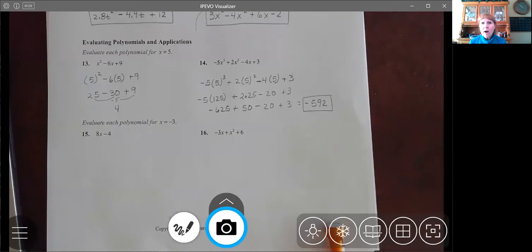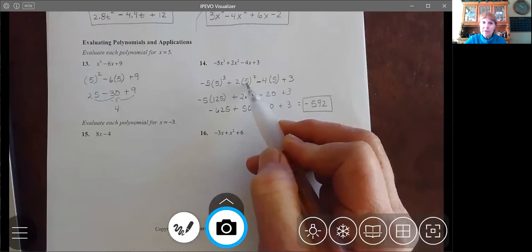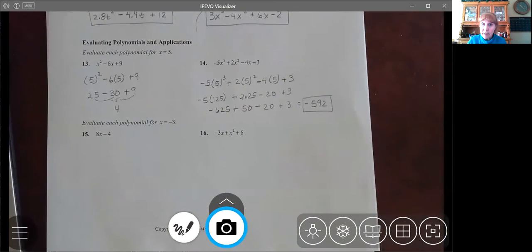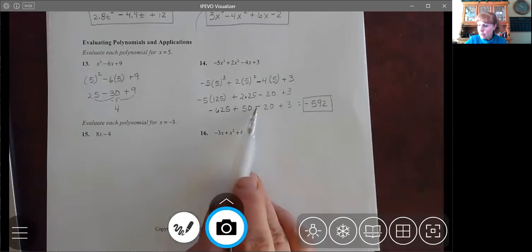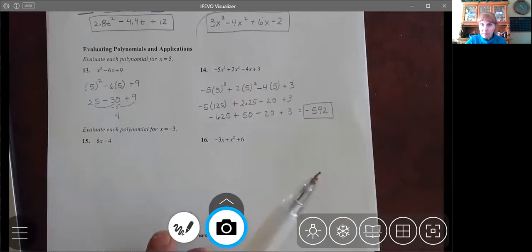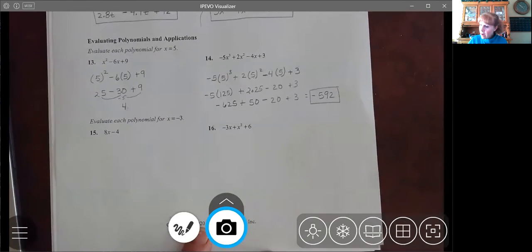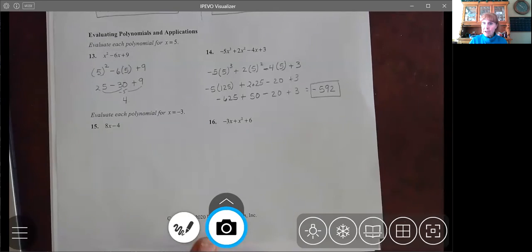So just kind of watch when you substitute in, and if you are substituting in a negative with an even power, you have to have parentheses around that and put the power on the outside. And also make sure that you realize there's a difference between a subtraction symbol on your calculator and a negative. That's a negative because it's not between two numbers. So make sure you use the right symbol. It'll probably give you an error message if you don't.